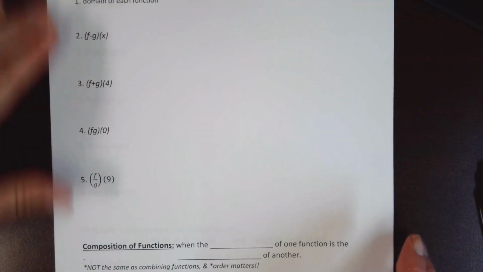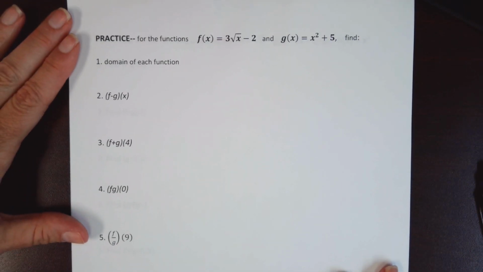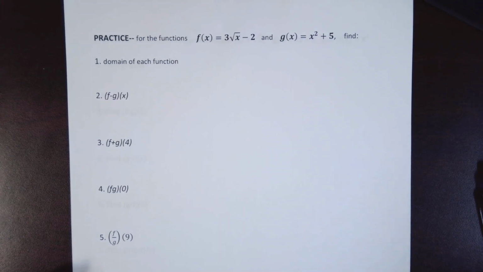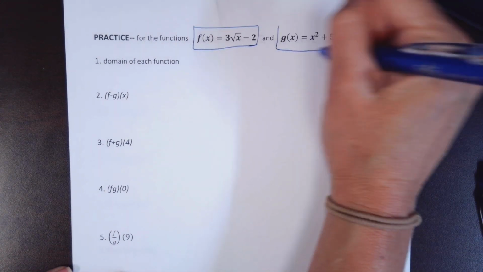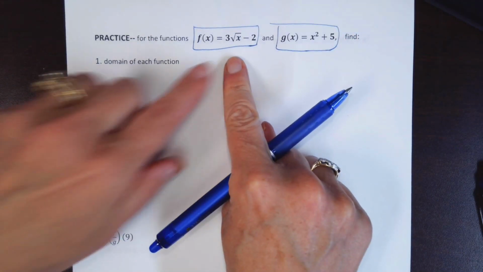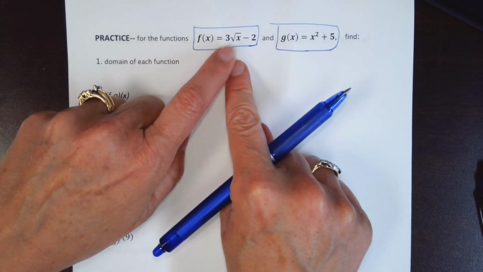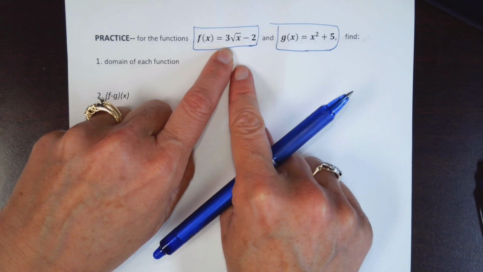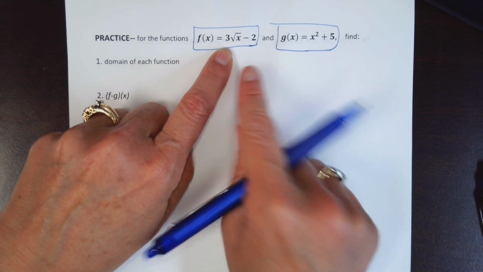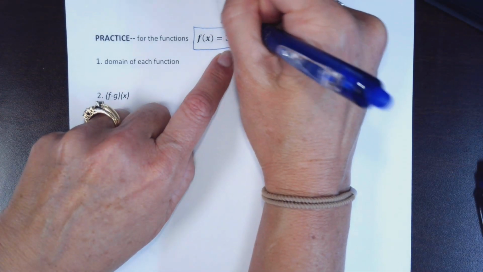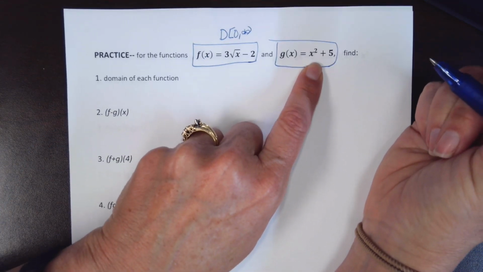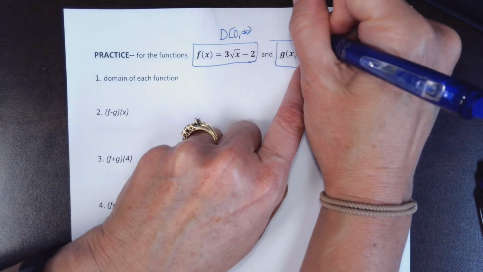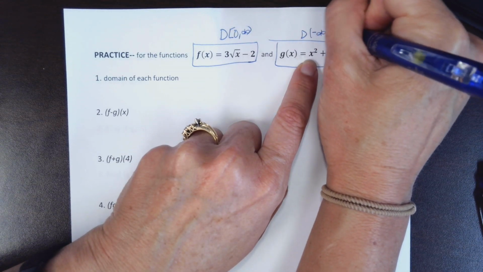All right, let's do a few more practice problems. I've defined 2 new functions for you. I've got f of x here, g of x here. This is a square root function. Square root function has a limit on the domain. My domain for my square root function is 0 to infinity. What type of function is this? Quadratic. Domain is all real numbers.